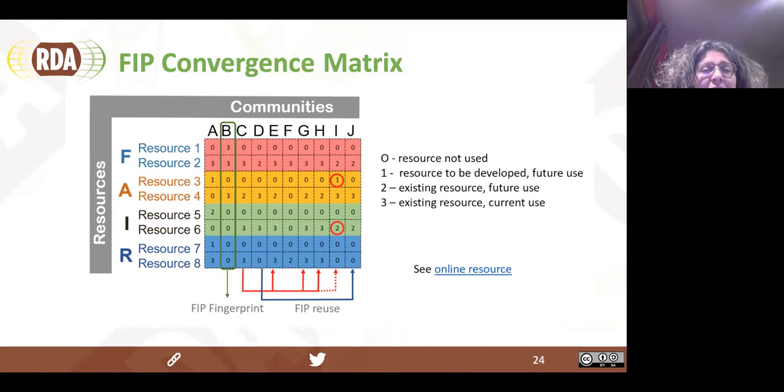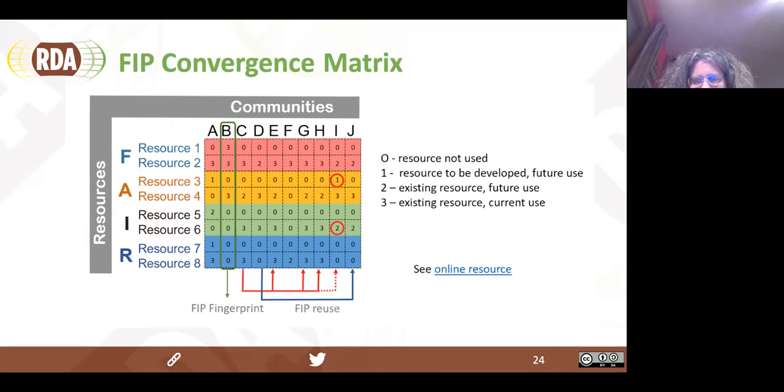in the rows, and in the columns you see the different communities participating. And we have here a score or values between 0 and 3. 0 says that the resource is not used. 1 is a resource to be developed, and there's an intention to use this to-be-developed resource. 2 means that the existing resource will be used in future, and 3 is an existing resource which is currently used, which is I think the most important one. But we found it also important to have the option to store the information on what people are going to use in future.